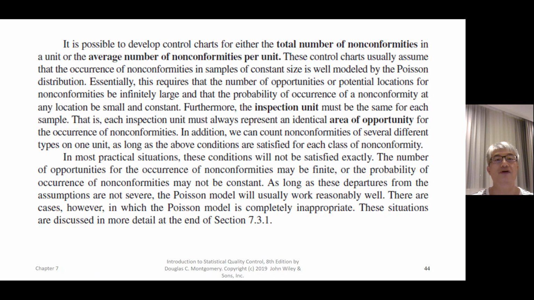Then in most practical situations, this condition will not be satisfied 100% exactly. More specifically, the number of opportunities for the occurrence of the non-conformity may be finite, or the probability of occurrence of the non-conformities may not be constant. As long as this departure from the assumption is not severe, the Poisson model will usually work reasonably well. There are cases, however, in which the Poisson model is completely inappropriate. This situation will be discussed later in chapter 3.